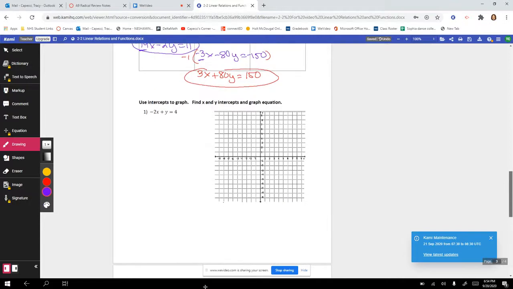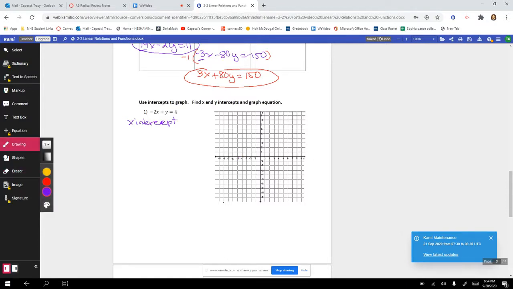Now, looking at our last concept for today, we're going to use intercepts to graph. So first I have to find the x and the y intercept, and then I'm going to graph those equations. Let's first start with my x-intercept. Now remember, if I look at the graph, my x-intercept would be somewhere along here. Anything along my x-axis is my x-intercept. Well, those points have a y value of 0.